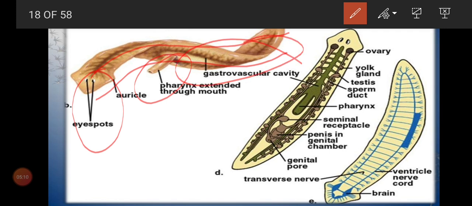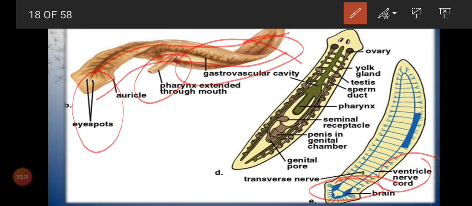Come to the internal structure. We are saying the nervous system started, so obviously it should contain a brain and the other nervous system, because CNS and PNS we have learned in grade 10, no? So the brain is present and a ventral nerve cord is also present. So here what you want to remember, the nervous system was functional. The nervous system started even in Coelenterata and Ctenophora, and in Platyhelminthes it is a little bit advanced.